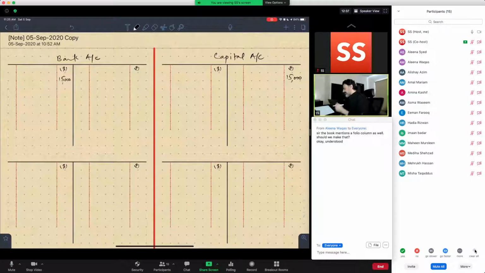Acha. So now the most important part of the ledger entry is the placing of dollar value. Once you're done with the dollar value, only then you should touch the remaining formalities like date and cross references. So date over here is simple.